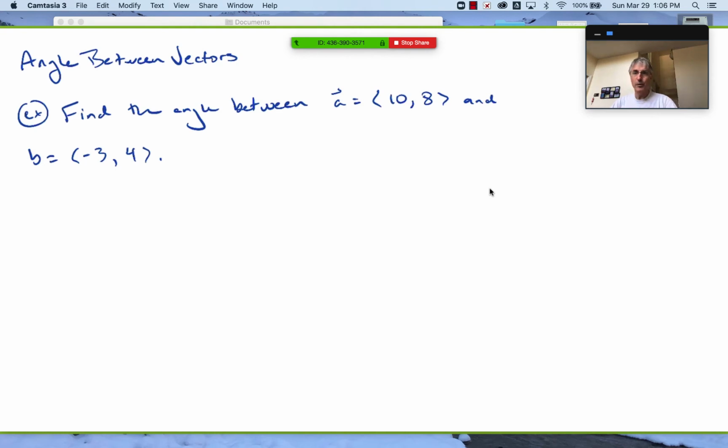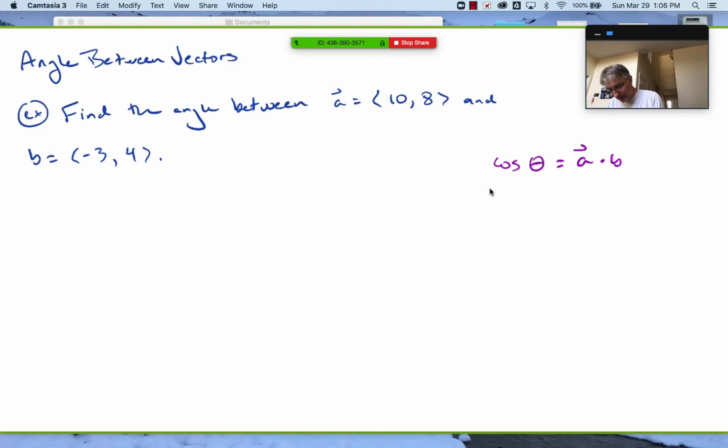So in these examples, I want to find the angle between two vectors. I'm going to do two versions of this problem. The first a 2D, and then the second I'll do a 3D example. In both instances, I'm using a formula. The formula is not something that you need to memorize. It will be given to you.